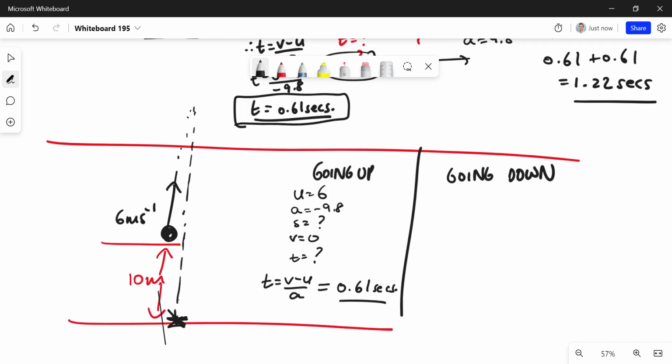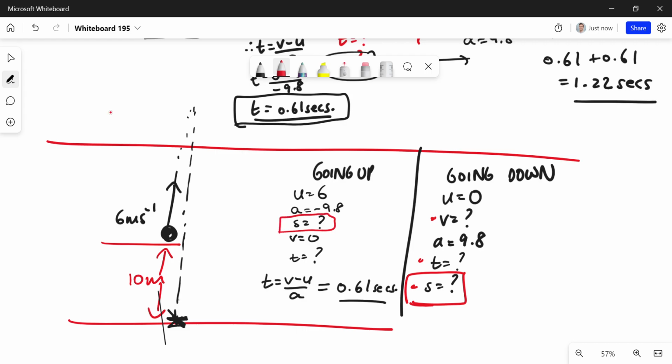Now, when I look for the going down phase, similar to what we were discussing briefly before, U is 0, V is unknown, A is positive 9.8 because gravity goes down and we're looking at an object going down, T is what we're trying to find, and S is unknown. Now, if you look at it, we've actually got way too many unknowns at the moment because we currently don't know V, T, and S, and that's no good. So the obvious one for us to find is S, because what we know is that if I can find the height that it goes up, then I just need to add that to the 10 meters to work out how far it's gone down.